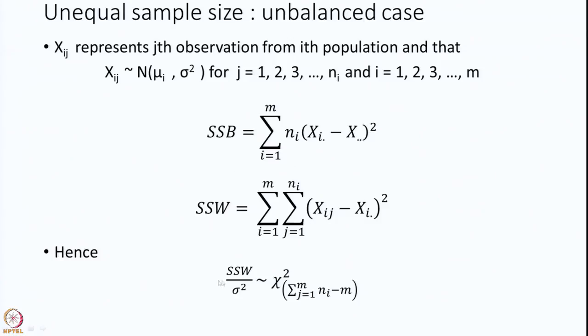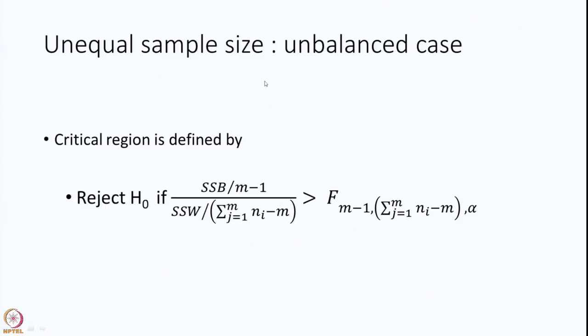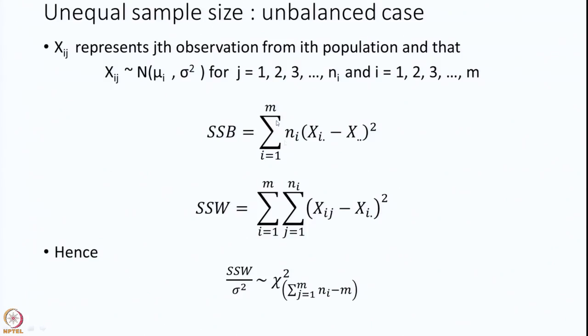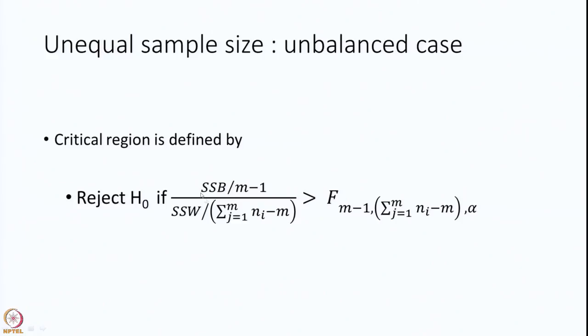SSW remains the same, and therefore within group sums of squares divided by sigma square is chi square with summation of ni minus m degrees of freedom. The between group sums of squares is not shown here, but it is also a chi square with m minus 1 degrees of freedom, and therefore if you take the between group sums of squares divided by m minus 1, this also estimates the same population variance sigma square. Within group sums of squares divided by its degrees of freedom also estimates the same sigma square.